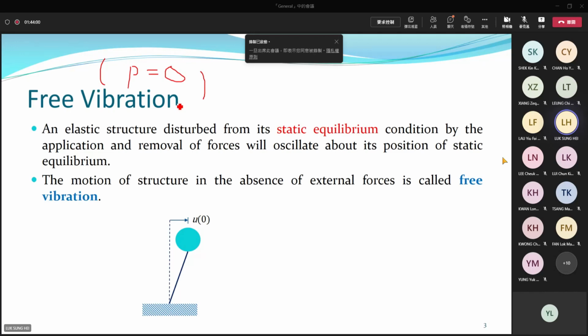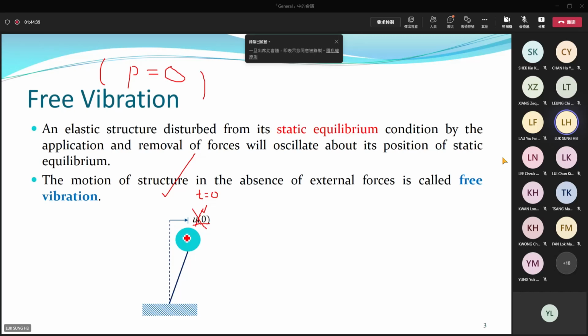The reason is very simple, just like the example at the bottom. If you want to make the structure oscillate horizontally, what can you do? You can firstly displace the object horizontally with a value u0. This 0 means time equal to 0, at the beginning. At time equal to 0, you displace this object horizontally away from the equilibrium position, the vertical position. And then you suddenly release this element. And what will happen?